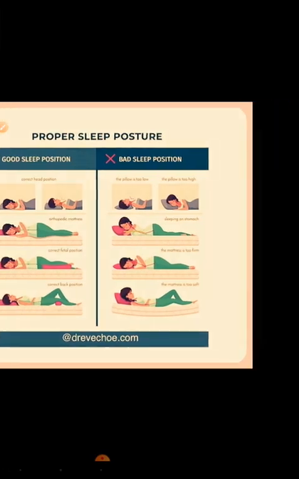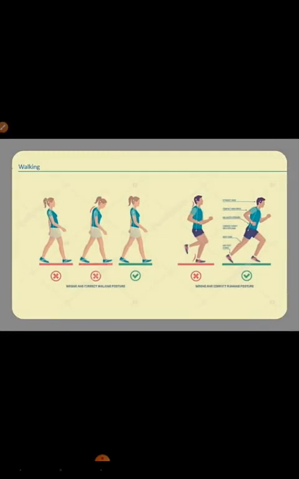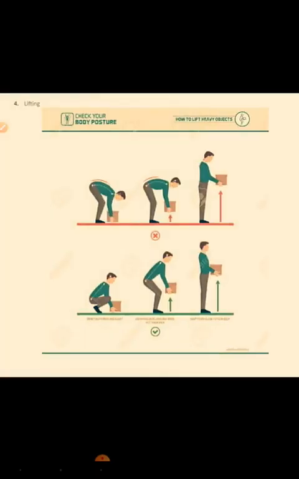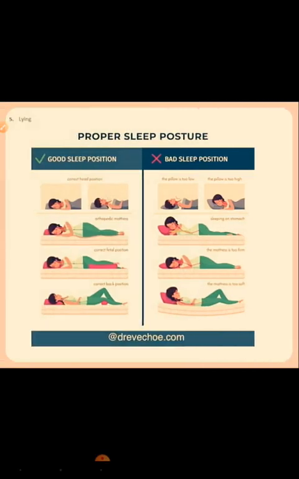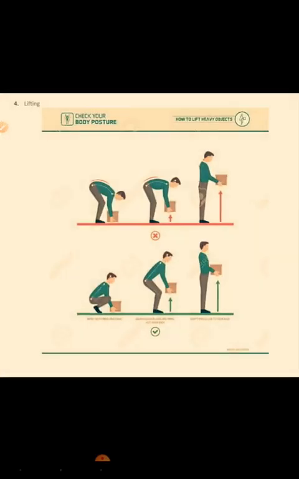So in our next class, we are going to be learning about postural defects. Sit tight and always make sure you stay safe, away from any danger.